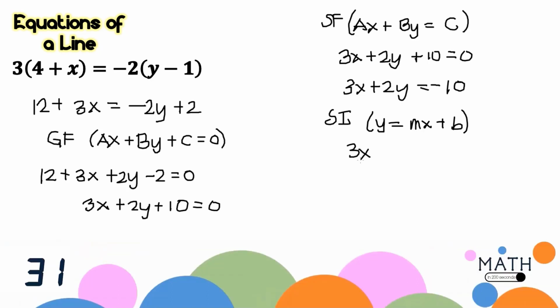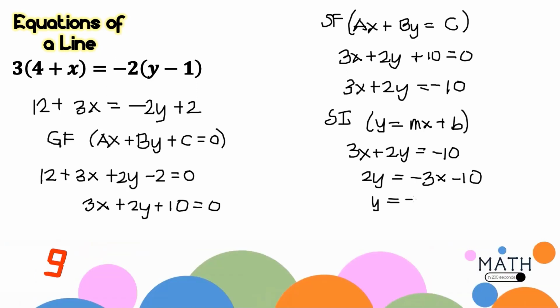So our standard form is 3x plus 2y equals negative 10. Let's remove the term 3x by subtracting 3x from both sides. You have 2y is equal to negative 3x, then minus 10. Then let's divide both sides by 2 so that we could maintain here y. Our equivalent here is negative 3 halves x, and negative 10 divided by 2 is minus 5.